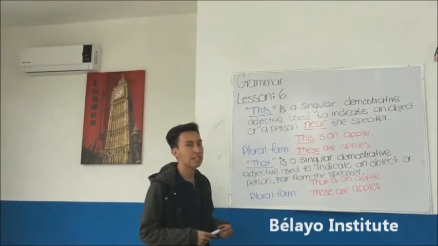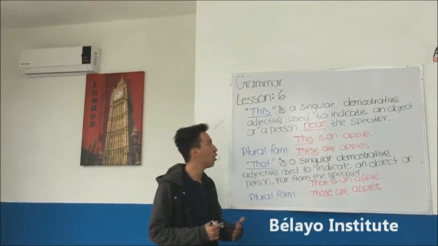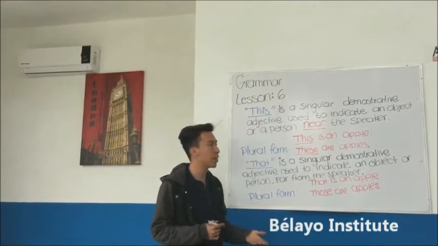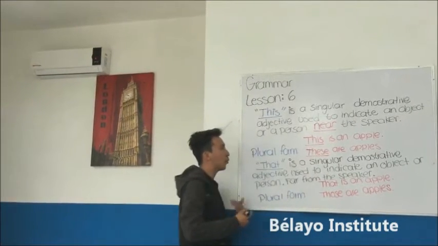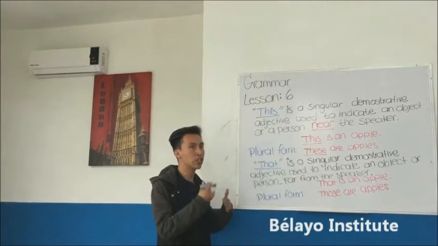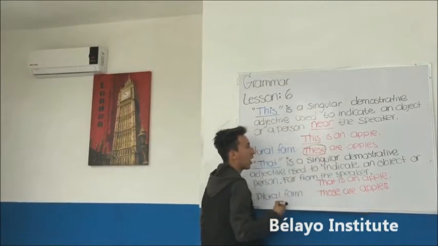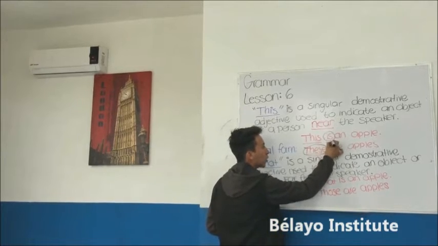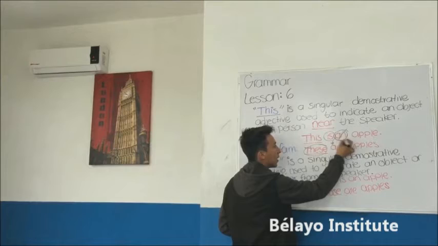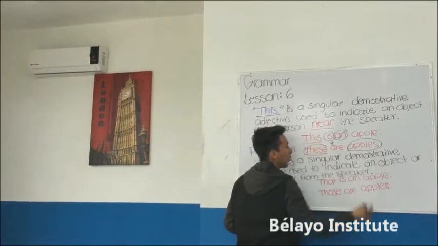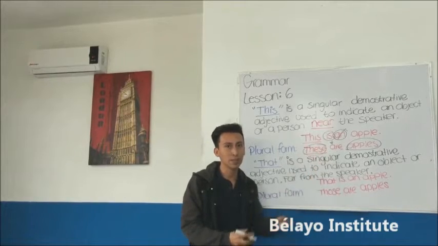Lesson 6. This is a singular demonstrative adjective used to indicate an object or a person near the speaker. For example, this is an apple, and this is a singular form. To change it to the plural form, we're going to use these, and then the verb is going to change by are. These are. We eliminate an and the noun we put in plural. So it's going to be these are apples.